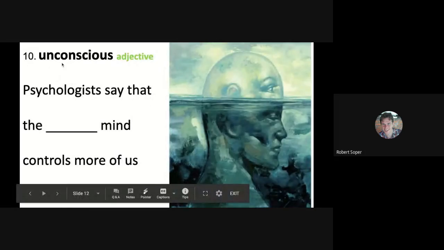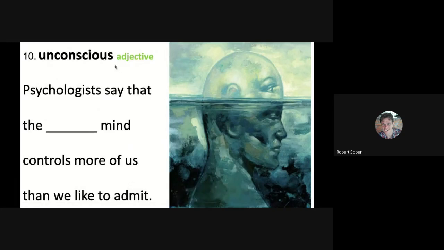Number 10 is unconscious. And here we don't mean being knocked out, okay? We don't mean really being asleep. We mean it in the sense of the brain or how the mind works. So when something is unconscious, it's done without realizing it. It's involuntary or unintentional.